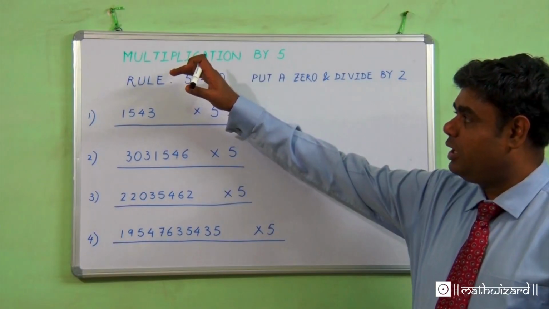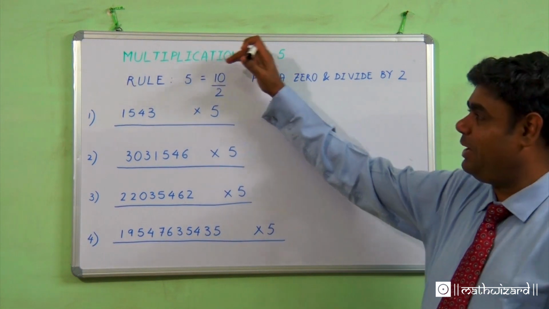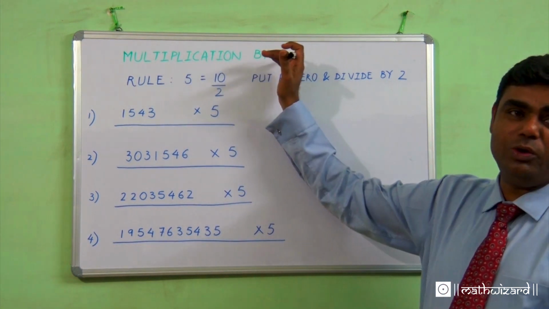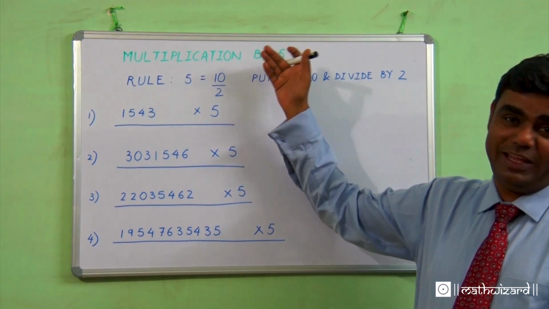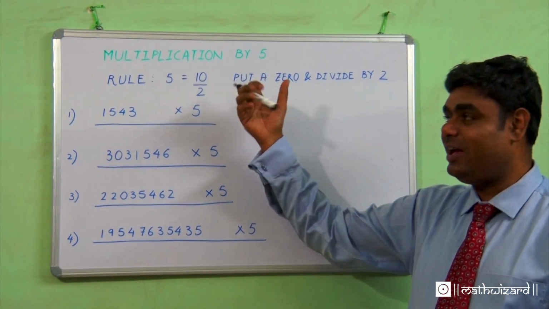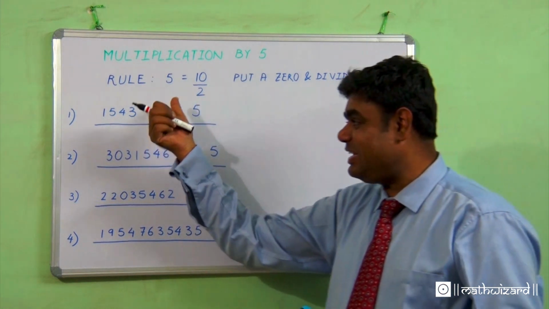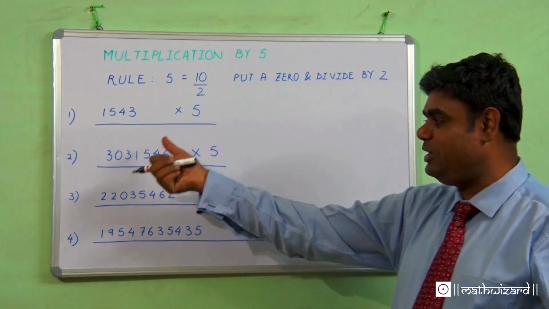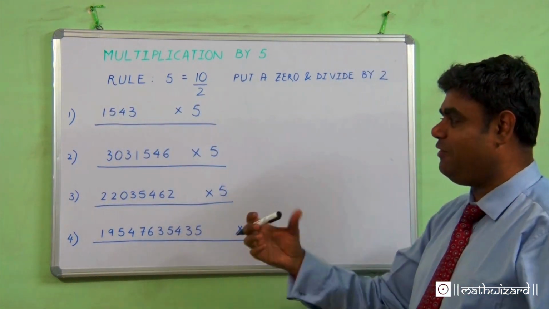We are going to do a topic called multiplication by 5. Everyone knows 5's table is very easy. We all have learned it in school. But I would suggest there is an even simpler thing which can help me do the problem even faster.